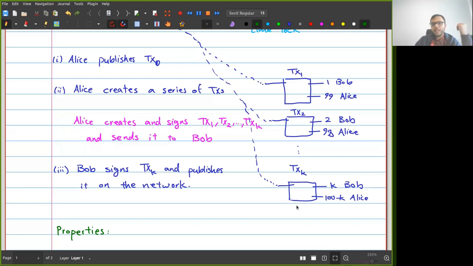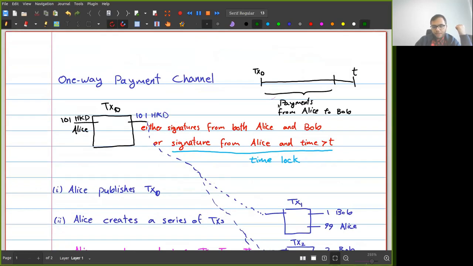Of course, when he puts the last transaction on the blockchain, he has to wait for confirmations and so on. And that's why I'm saying that the payments from Alice to Bob cannot go all the way to time T. They have to be up until some smaller time here. And then this part, this is where Bob has published the last transaction, and he's now waiting for confirmations on this last transaction.